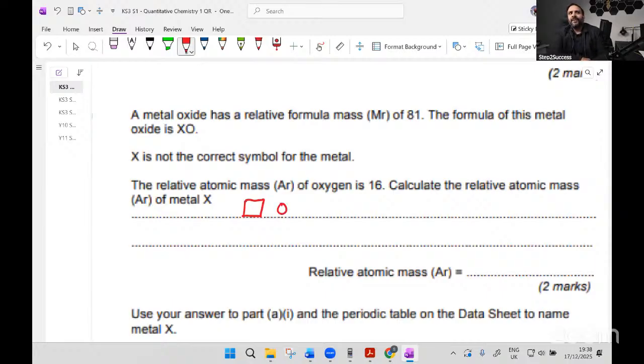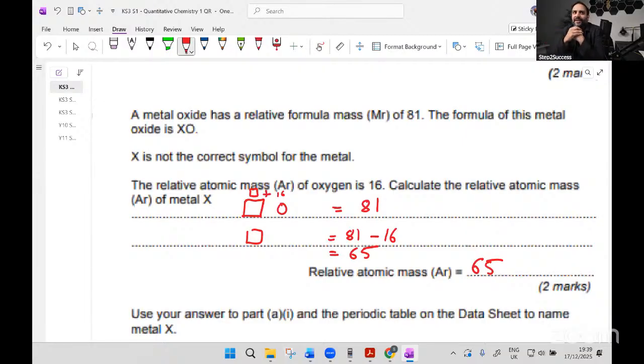It tells you the relative atomic mass of oxygen is 16. And then we know the relative formula mass, in other words, everything added together, makes 81. So there's some number up here, and when we add it to 16, we get 81. So we should be able to work out what that missing number is by doing 81 take away 16. It's a bit like an algebraic equation. And we get 65. So that missing thing must be worth 65, so that when we add it to 16, it makes 81.